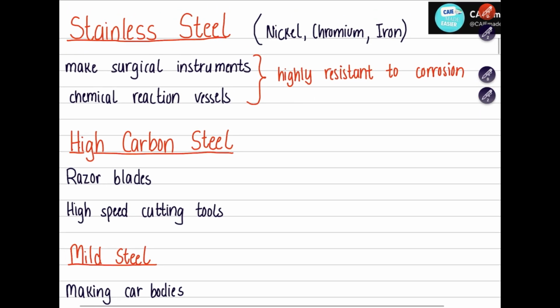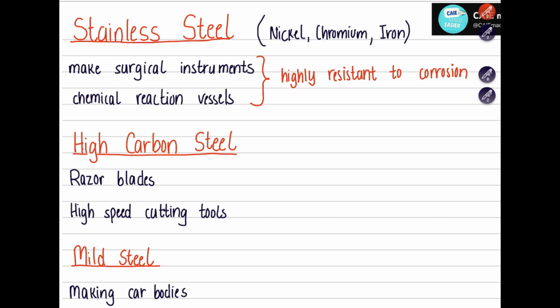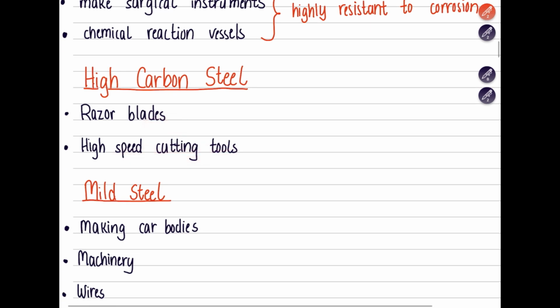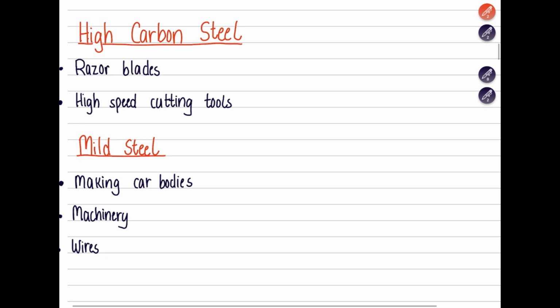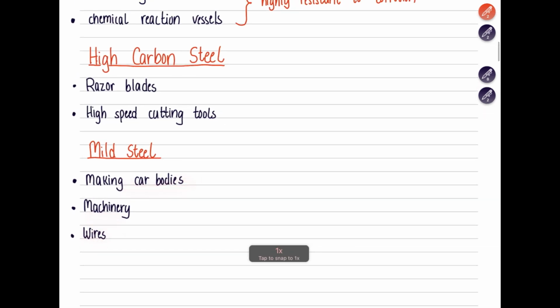Next, we have high carbon steel. In high carbon steel, the percentage of carbon is very high. Now, it's used in razor blades as well as high-speed cutting tools. Finally, we have mild steel. It says mild, that means the percentage of carbon is not very high. What are its uses? It's used to make car bodies, in machinery, and it's also used to make wires.